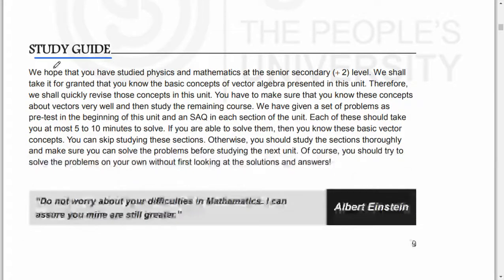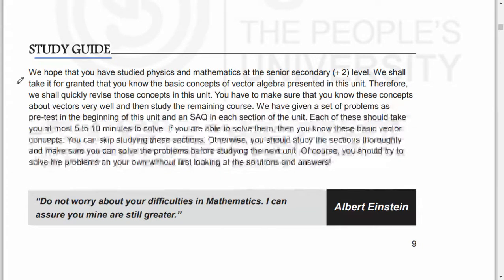Study guide. We hope that you have studied physics and mathematics at the senior secondary plus 2 level. We shall take it for granted that you know the basic concept of vector algebra presented in this unit. Therefore, we shall quickly revise those concepts in this unit. You have to make sure that you know this concept about vectors very well and then study the remaining course.